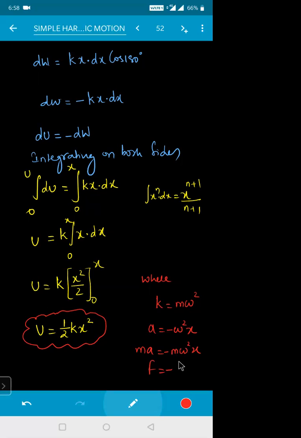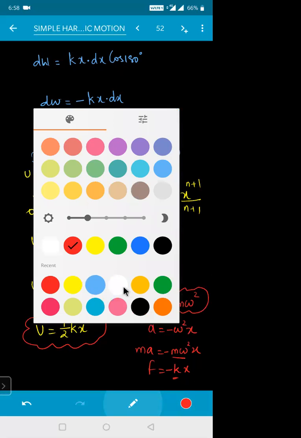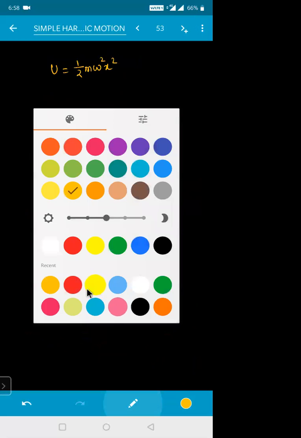So this force will be equal to, this total is a constant k into x. That is the reason I have taken the value of k as m into omega square. So U is equal to half into m into omega square into x square. This will be the potential energy of your particle which is oscillating in to and fro motion. U is equal to half into m into omega square into x square.